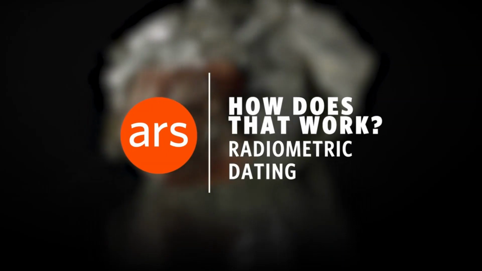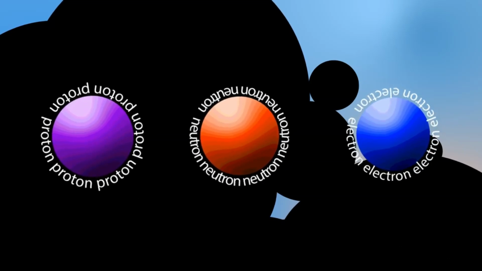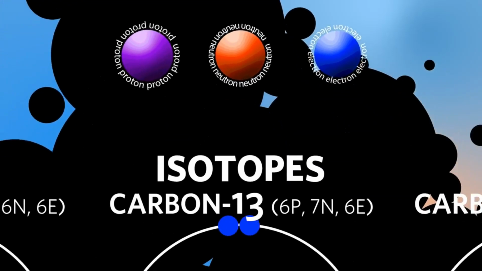The answer is a technique called radiometric dating, which lets us tell the age of certain types of rock. Radiometric dating relies on the fact that certain elements have what are called isotopes.